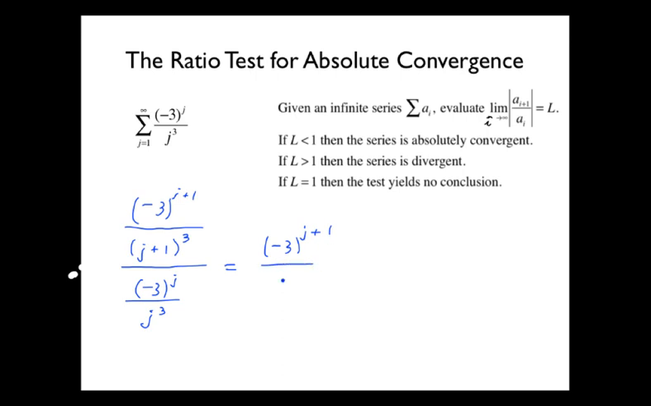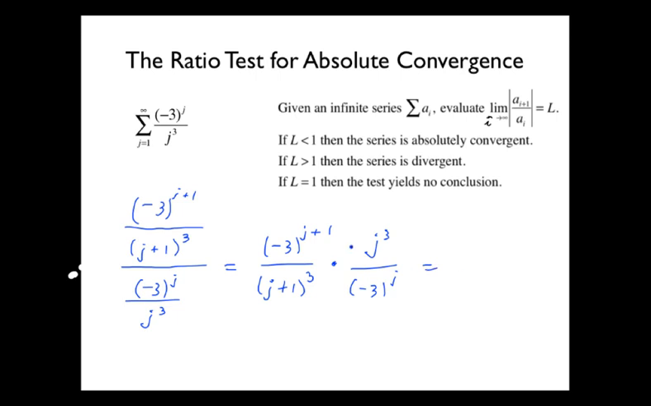-3 to the j plus 1, j plus 1 cubed times, what will it be? j cubed over -3 to the j. All right, so from here on out, you can just start with that step. So instead of writing this big ugly fraction, you can write a sub i plus 1 times the reciprocal of a sub i, and that's what I did there. So we can start there. All right, so we'll simplify it here.